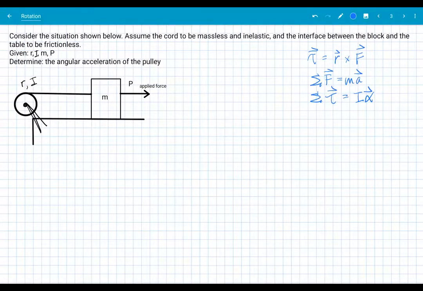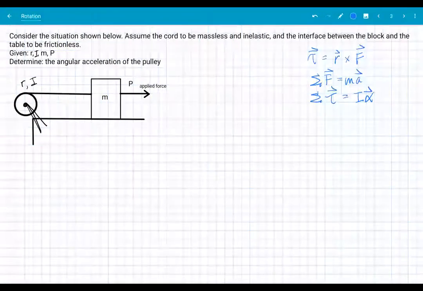All right, so let's look at the situation here. We start with something really simple. We have just a cord that's attached to the pulley, and then there's an applied force on this block M here. The applied force is pulling everything to the right. This is frictionless. I'm starting off really simple. And all we're asked to determine here is the angular acceleration of the pulley. So take a look at what we're given. We're given the radius and moment of inertia of the pulley, the mass of the block, and the applied force on the block. And again, there's no friction at the interface.